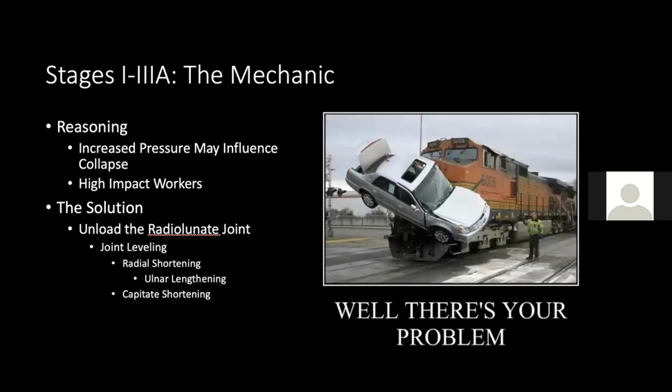Focusing on the mechanics of Kienbock's, unloading the radiolunate joint has been commonly employed as a treatment strategy. The reason behind unloading the lunate includes trying to transfer load across the wrist to more normal articulations, and that increased pressure across the lunate may lead to an increased rate of progression of Kienbock's disease. In addition, we know that workers that participate in relatively high impact activities may have a higher prevalence of Kienbock's disease. And in these patients, performing a joint leveling procedure using either radial shortening osteotomy or capitate shortening may be considered.